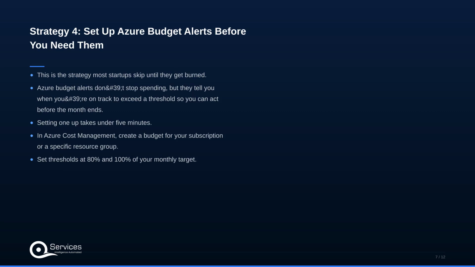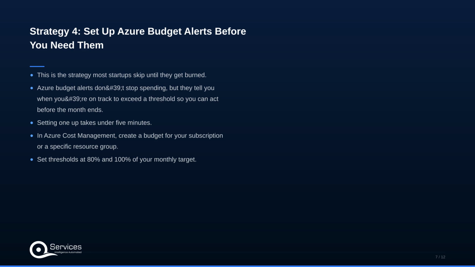Now, next up, strategy 4, set up Azure budget alerts before you need them. This is the strategy most startups skip until they get burned. Azure budget alerts don't stop spending, but they tell you when you're on track to exceed a threshold so you can act before the month ends. Setting one up takes under 5 minutes.